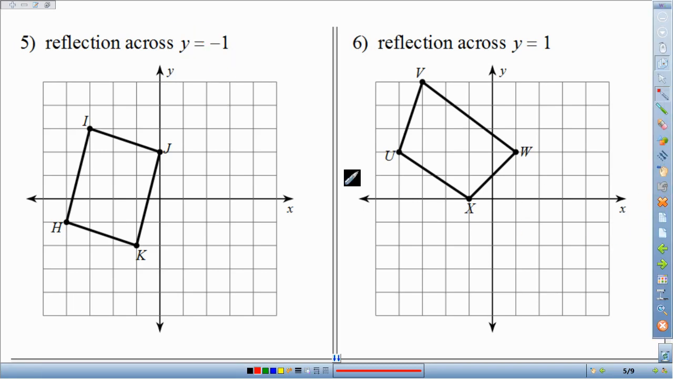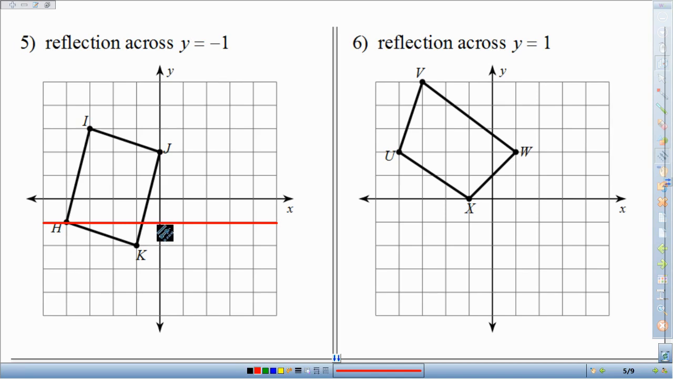Okay, so let's find that. Here's the y-axis. Here's -1 on the y-axis. So the line of y equals -1 is going through the y-axis at -1. Okay, that's our reflection line.